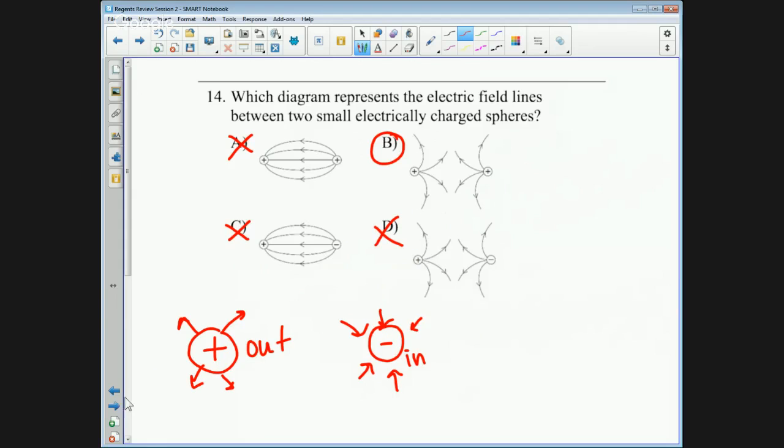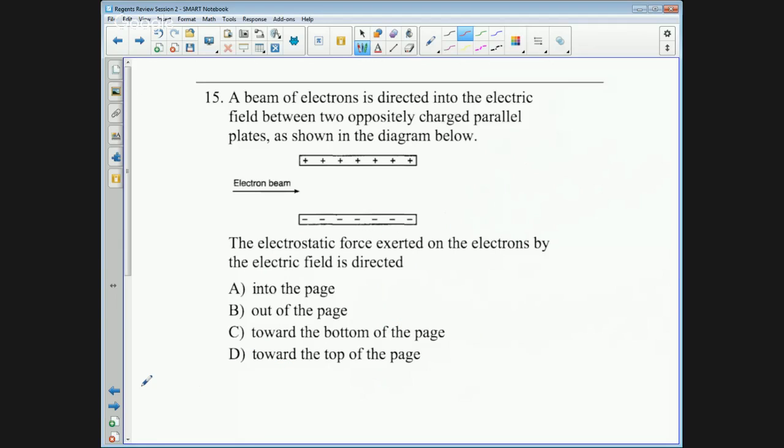So that's wrong. Number 15 says a beam of electrons is directed into the electric field between two oppositely charged parallel plates as shown in the diagram below. The electrostatic force on the electrons by the electric field is directed where? So we have electron beams. Electron beams are basically just individual electrons. Okay, so you have an electron and it's being shot towards this way. The electron wants to repel from this negative side, so it's going to go towards the top of the page. Okay.